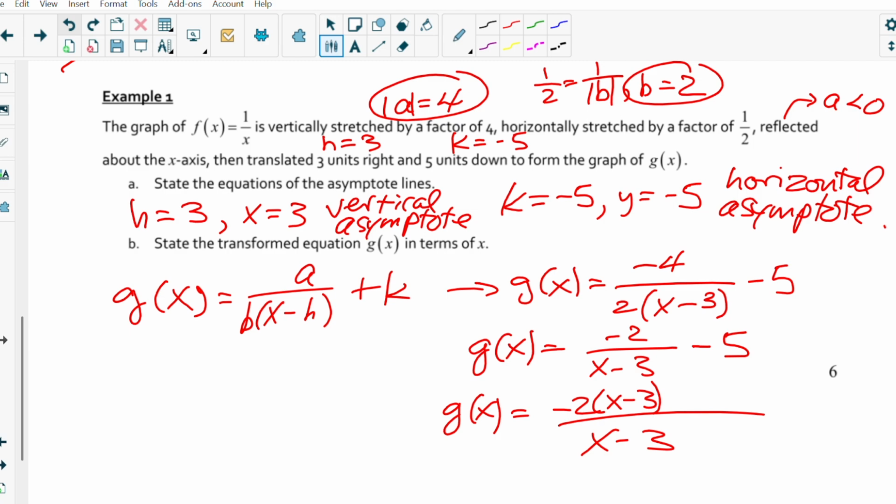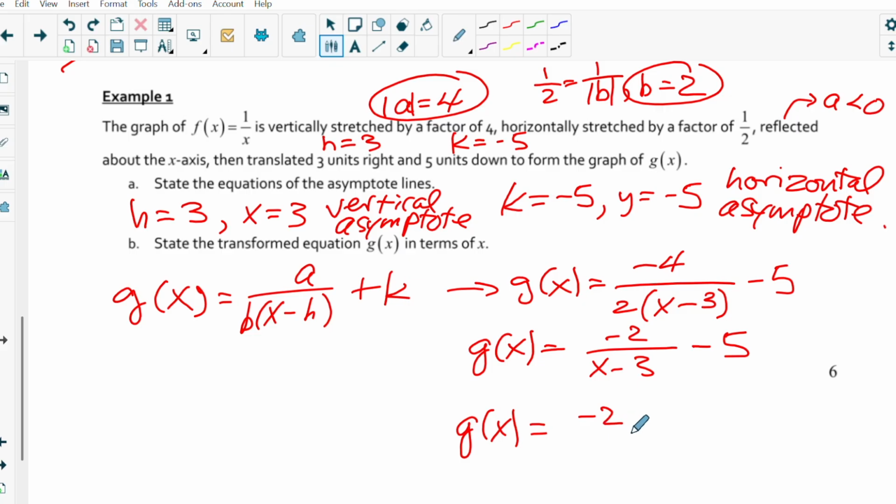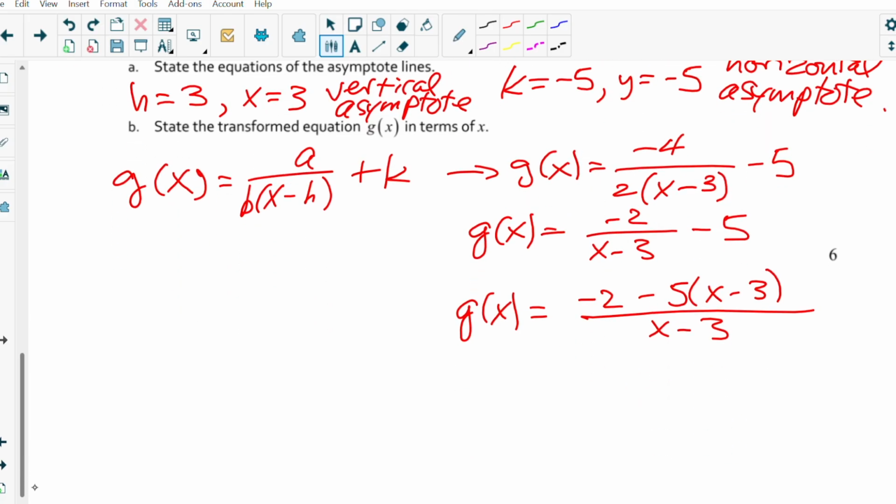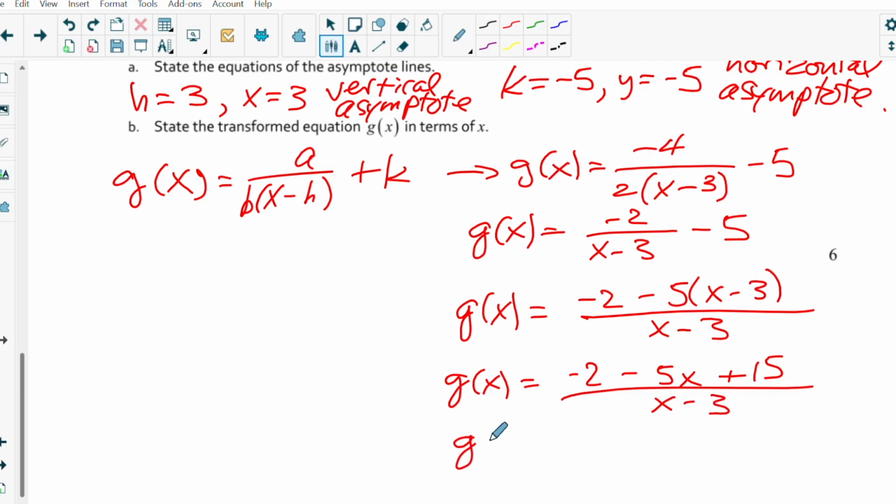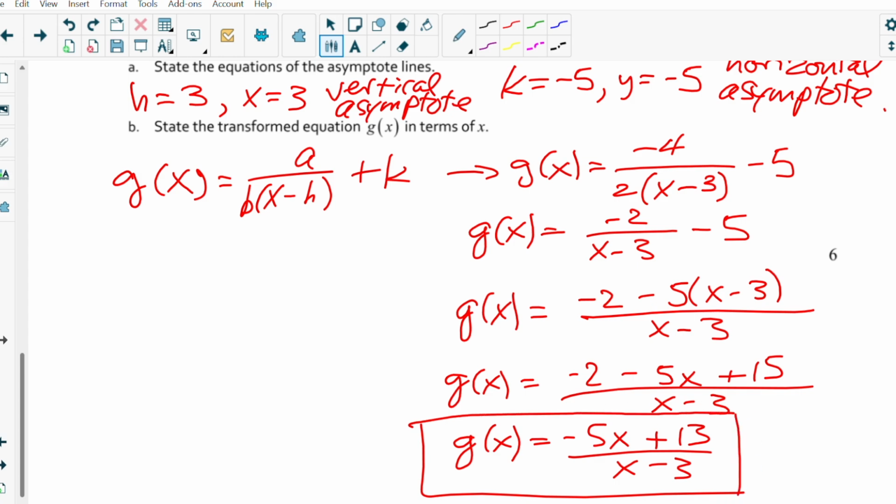Oops, no, hang on. Sorry, folks. That's -2 minus 5 times x minus 3 over x minus 3. Better. All right, and then let's expand and simplify. Okay, that's the numerator. And let's combine, so that's -5x plus 13 over x minus 3. So that would be our rational expression in one denominator.